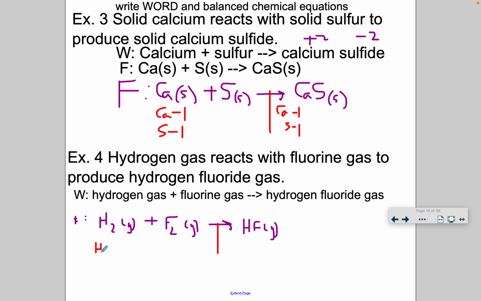So over here, how many hydrogens do I have? 2. How many fluorines do I have? 2. Over here, I have 1 H and 1 F. So they're not balanced. The only thing you can change when you try to balance it is the coefficient. So I can add a number here, here, or here. If I stick a 2 here, that 2 will go to the H and to the F. So now I have 2 hydrogens and 2 fluorines. So then that would make me balanced.